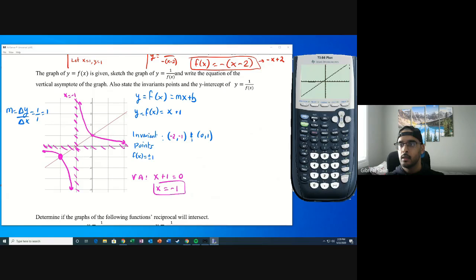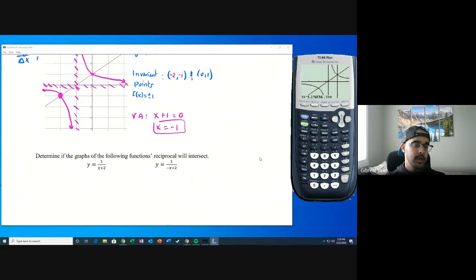There's our line. And there's our reciprocal graph. And we can see it. If I zoom in, I might be able to see it a little better. Okay, and there you have it. There's exactly what we've drawn.